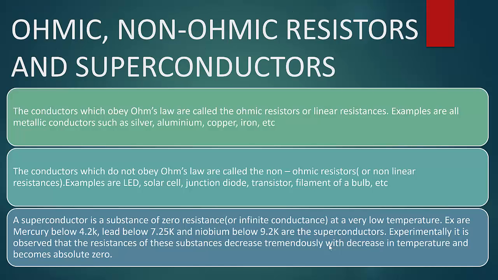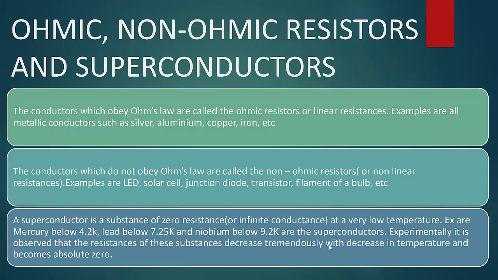Ohmic, non-ohmic resistors and superconductors. The conductors which obey Ohm's law are called ohmic resistors or linear resistors. Silver, aluminium, copper, iron are those types of conductor. Those which do not obey Ohm's law are called non-ohmic resistors or non-linear resistors. LED, solar cell, junction diode, transistor, these are all non-linear resistors.